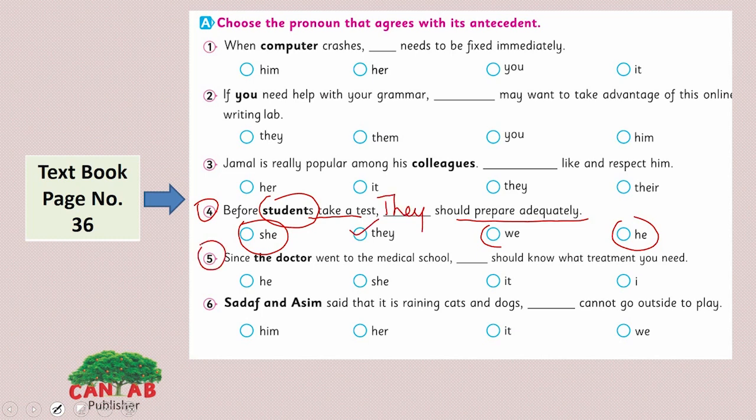Look at the fifth one. Since the doctor went to the medical school, he or she should know what treatment you need. Here you have to choose the right antecedent pronoun for the doctor. Here both options are correct, because doctor is a common gender noun; it can be both feminine and masculine. So whatever option you choose, it will be correct. He or she here.